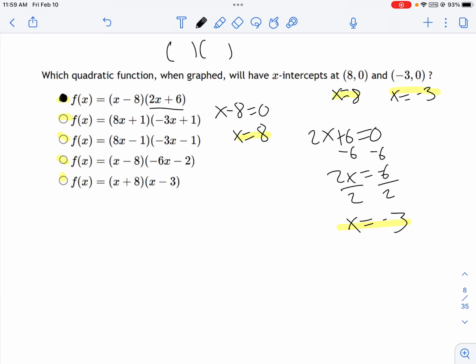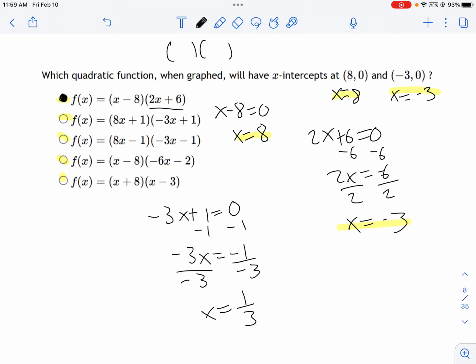Okay, now what if that didn't work? Well, what if, for example, this was the first one we were given? Negative 3x plus 1, I forgot the 1, equals 0. If you were to subtract the 1 on both sides, we have negative 3x equals negative 1, divided by negative 3, and we get x equals 1/3. And you'll notice that 1/3 is neither 8 nor negative 3, which means that this equation would not work.